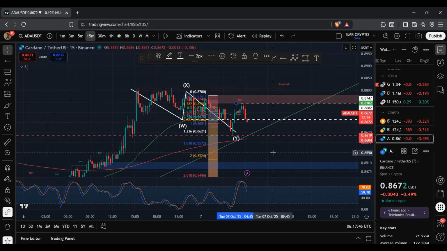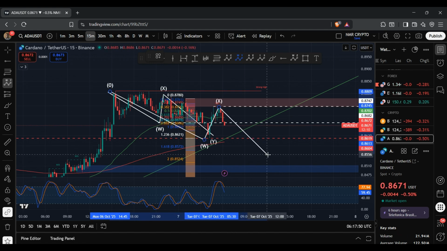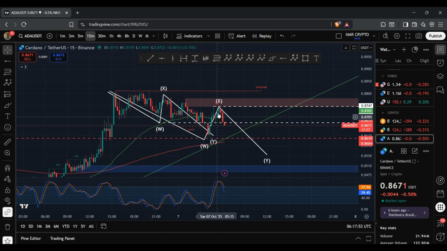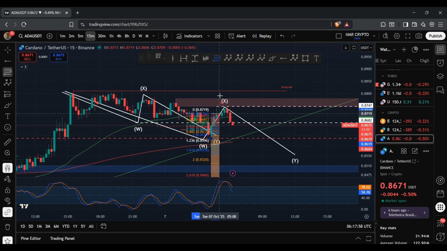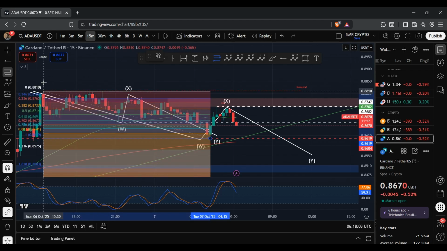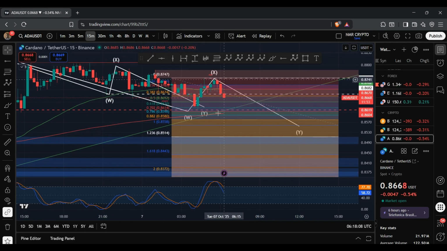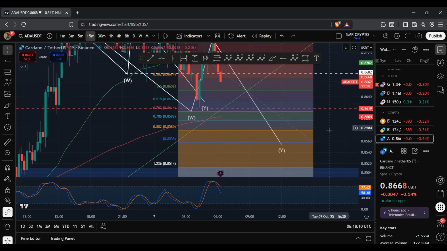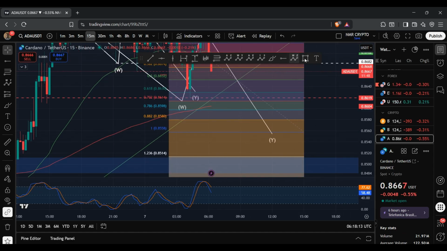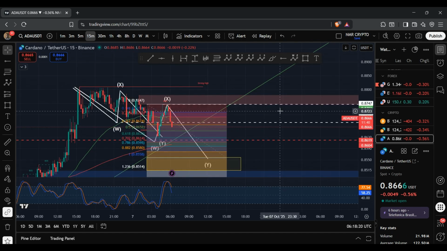And so worst case scenario, what we could have forming right now is a bigger WXY structure to the downside. And so if we ended up topping off at 87.47 cents, then the next key target for ADA would be the 1 to 1.226 level. And that region sits between 85.14 cents to 85.58 cents. So if I just mark this target out like so, and then shortly after I will be looking out for that recovery to the upside.